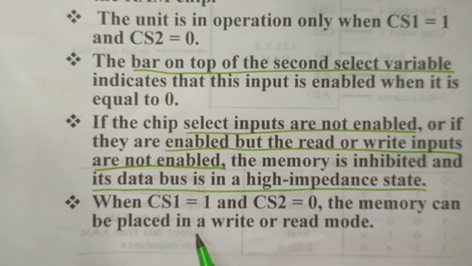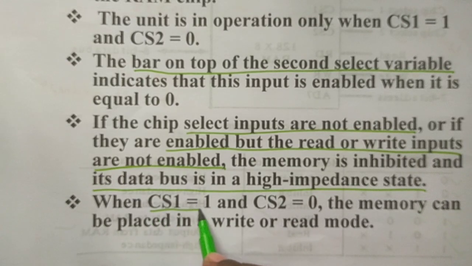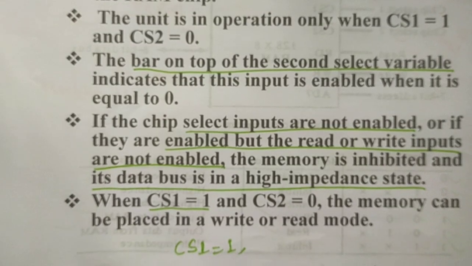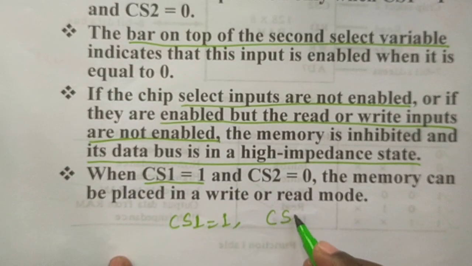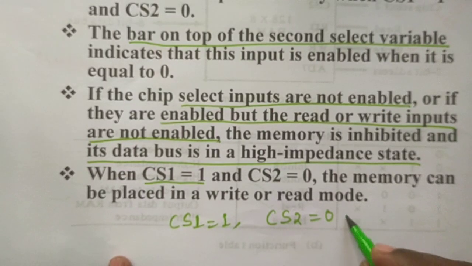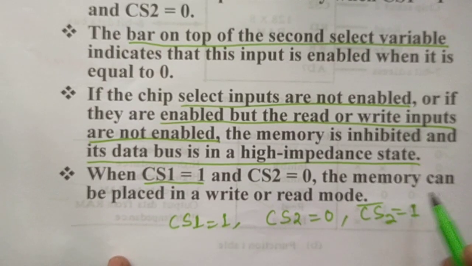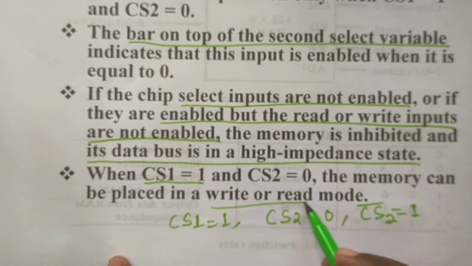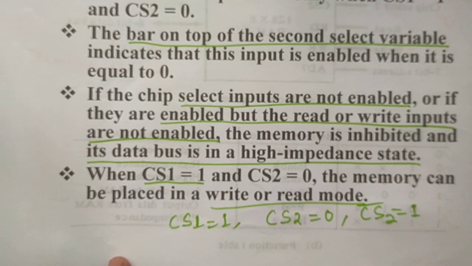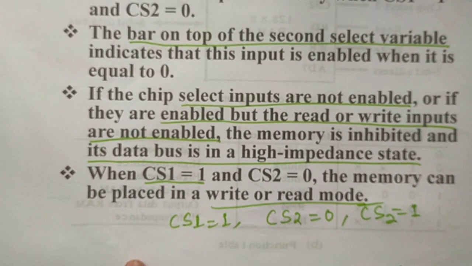Very simple. If CS1 is 1, no problem. CS1 is 1. Here CS2 is 0. CS2 is 0 means what? CS2 complement is 1. Both are 1. Both are enabled. If both are enabled, then what happens? Memory can be placed in a write or read mode. Memory can be placed in write or read mode, because both are enabled.